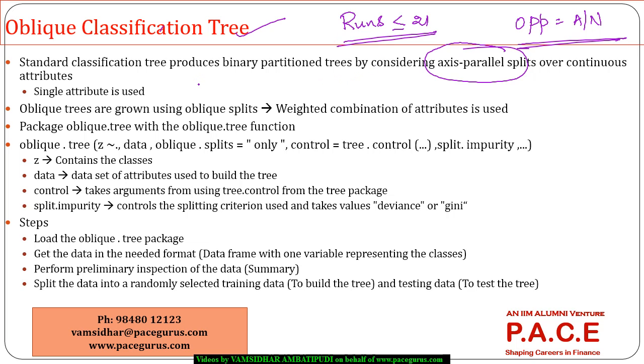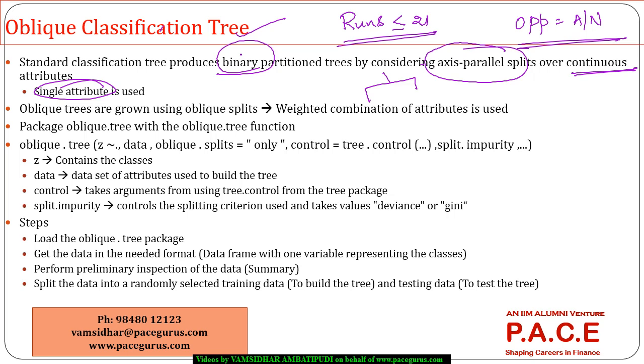All the four models that we have looked at till now, these models have produced the binary partition trees. They have done the partitioning by considering axis parallel split, based on different attributes that were provided to it. It has taken one attribute at a time and created the rules based on that specific attribute. So only a single attribute was used to create a rule at any point in time.